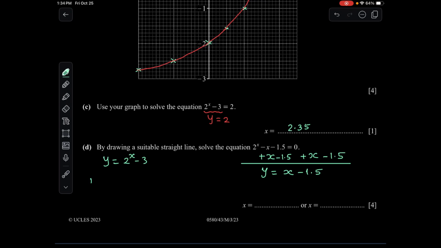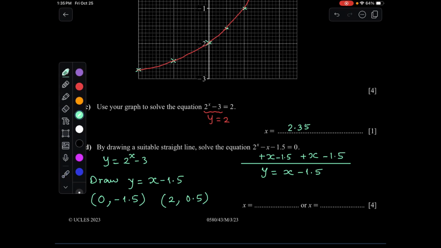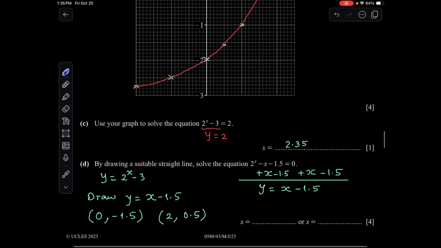Again, draw this line y equal to x minus 1.5. So choose an x value. Let's say if x is 0, y would be minus 1.5. And let's say if x was 2, y would be 0.5. So you have to substitute your x value in here to get the y value. If you substitute 2, you're going to get 2 minus 1.5, which is 0.5. Go on your graph and then plot those 2 points.